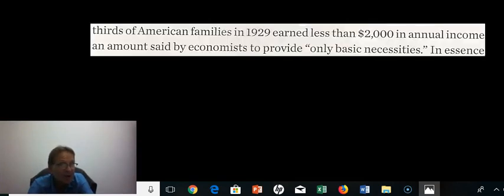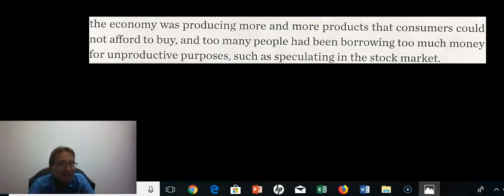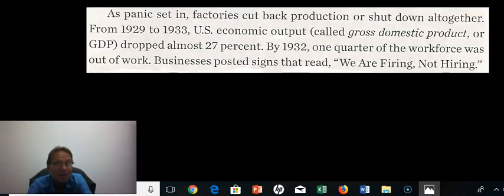2/3 of American families in 1929 earned less than $2,000 in annual income, an amount said by economists of the time to provide only basic necessities. In essence, the economy is producing more and more products that consumers could not afford to buy, and too many people have been borrowing too much money for unproductive purposes, as we mentioned, such as speculating in the stock market.